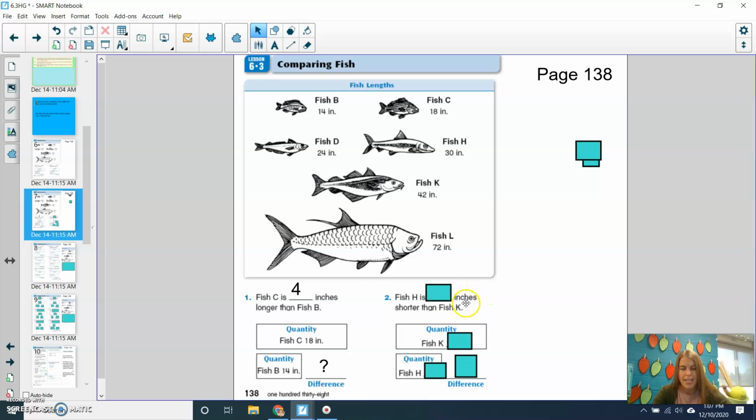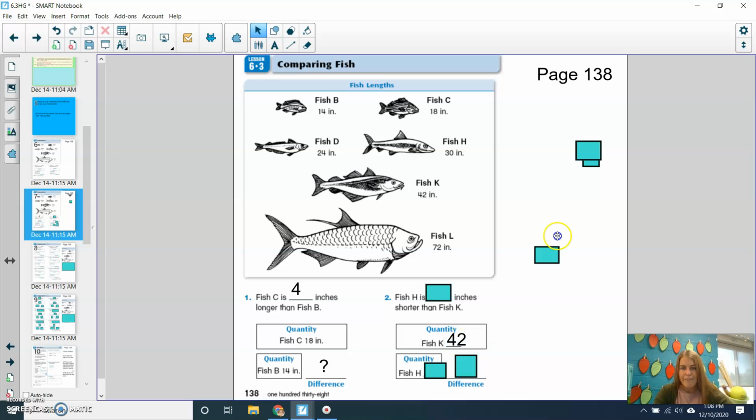So fish K is how many inches shorter than fish H? Or fish H is how many inches shorter than fish K? You're going to need to look and see what's the quantity of fish K, what's the quantity of fish H, and then solve for the difference. Press pause and play when you're ready to check.